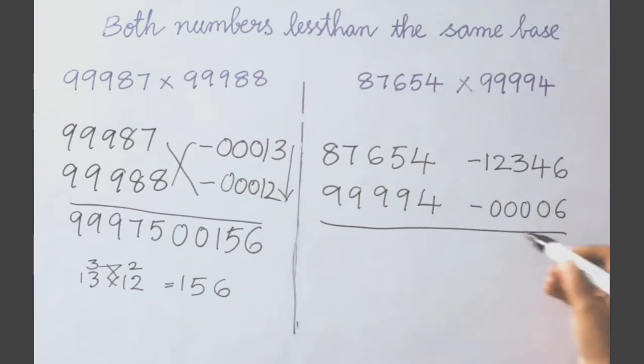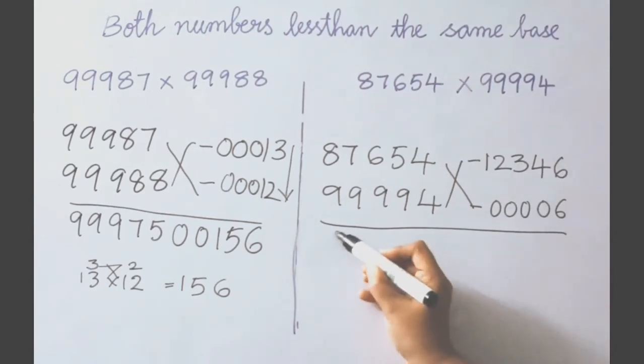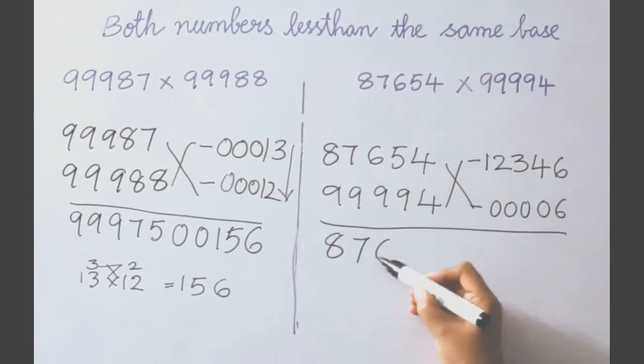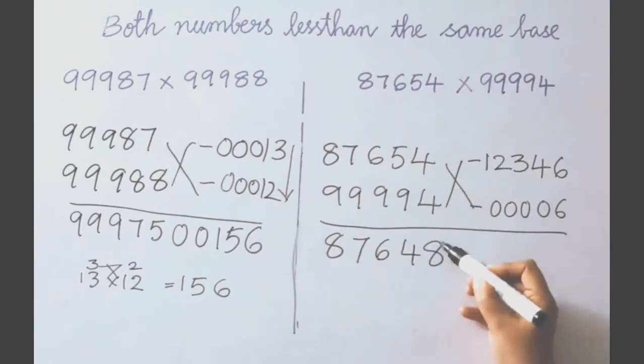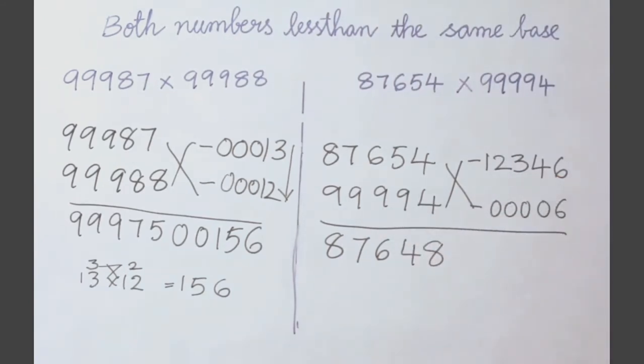First step, what we have to do: cross subtraction. 87,654 minus 6 means we get the answer 87,648. If we subtract in this way also, 99,994 minus 12,346, we get the same result, 87,648. This is the first part of the answer. Next step is to vertically multiply these two values.